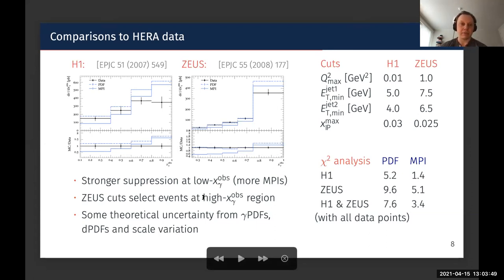Well, the agreement between our model and this data is not perfect for this observable, but I would like to remind you that there are some theoretical uncertainties coming from photon PDFs, diffractive PDFs and scale variations. It's not the full picture. But if you consider all the different data within these two analyses, we do find a clear preference for the calculation with the MPI rejection compared to the factorized calculation only.